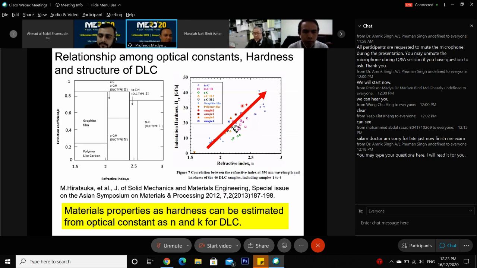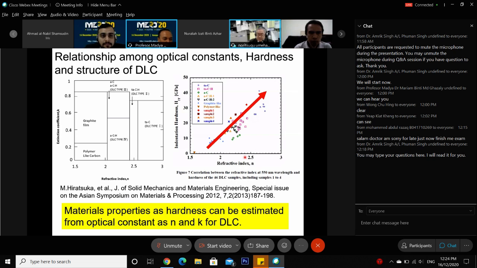The indentation hardness versus the refractive index. Can that correlation be used as a generic equation for diamond-like carbon coatings or other materials? I think this is only for diamond-like carbon, especially non-hydrogenated material. So this relationship is not a standard one. It's just empirical, an experimental tendency in the relationship between the hardness and the refractive index.